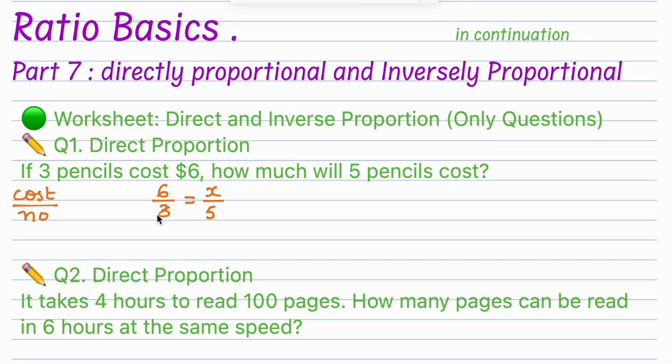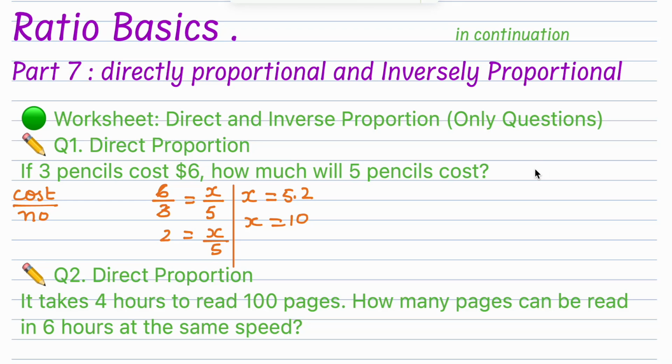So let's reduce it to 2 is equal to x by 5. Now multiplying by 5 on both sides, because we need to calculate x, that will be 5 times 2. So x is equal to 10.